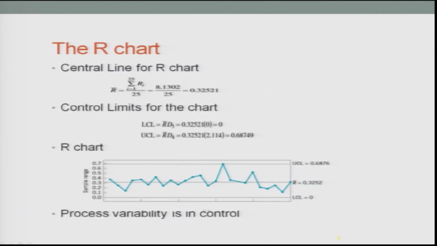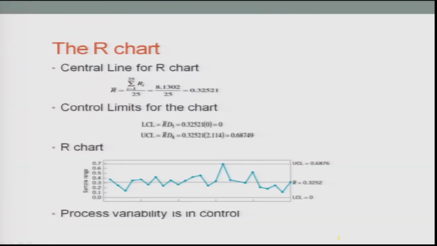So, now the central line for the range would be given by the sum of them divided by 25, which comes out to be 0.32521. The control limits for the chart, depending on the values of the coefficients which we discussed in the table a few minutes back, would give you the lower control limit at 0 and the upper control limit as 0.68749, which I now draw on the table.